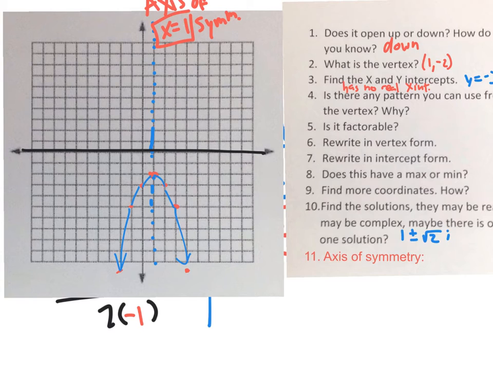So another thing that we could easily do is rewrite the equation in vertex form, like number 6, because you know the vertex, and vertex form is simply plugging in your vertex's h and k into your vertex form equation. Unfortunately, we ran out of time, so we're going to pick it up on the next video.